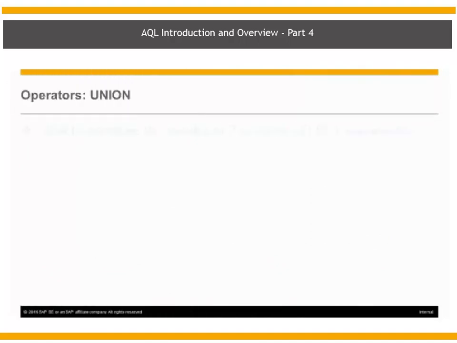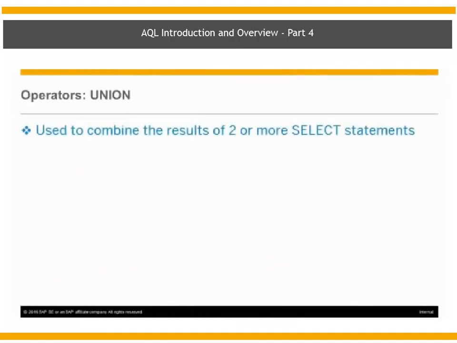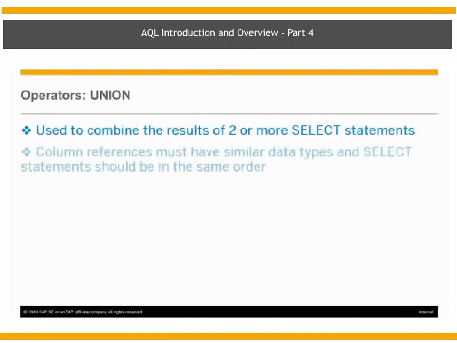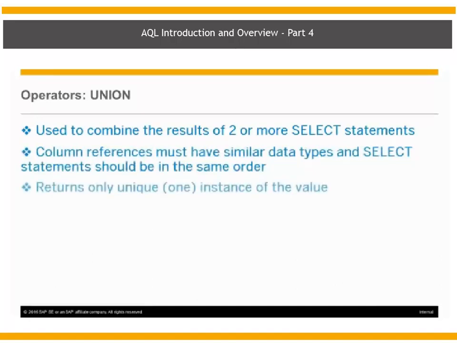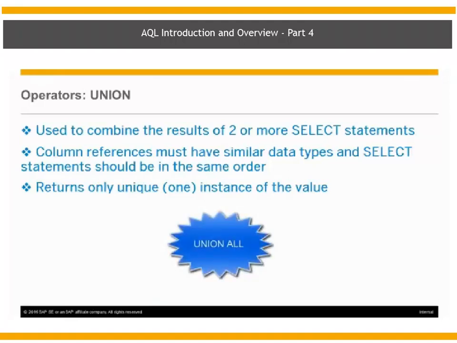The union operator can be used to combine the results of two or more select statements that are each pulling from different classes. The column references should have similar data types, and the select statements should be in the same order. Note that union returns only unique values, one instance of each, by default. To allow for duplicates, use union all.